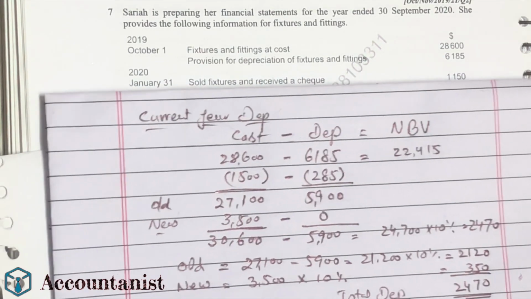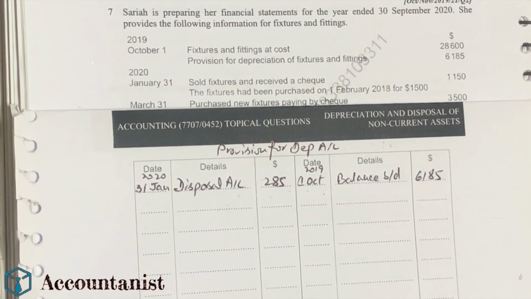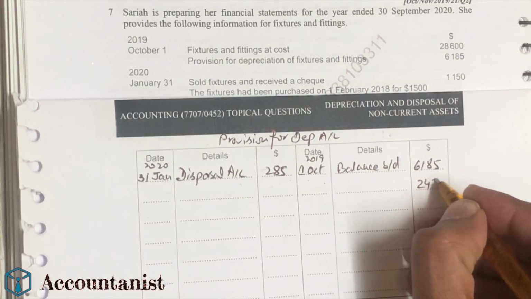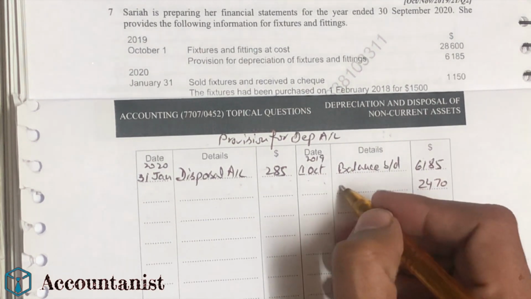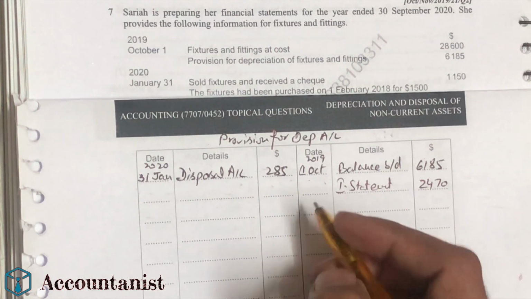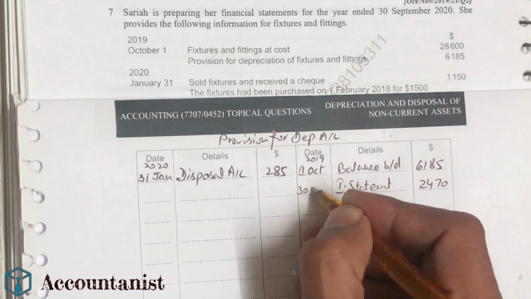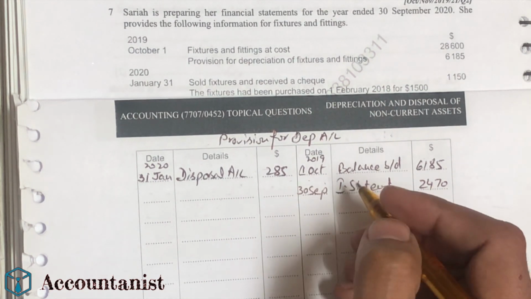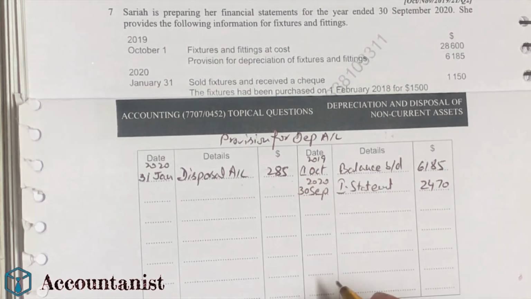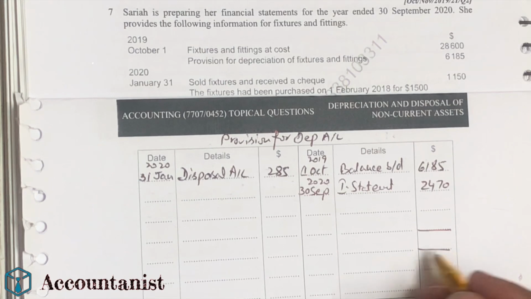So now 2470 is the current year depreciation. So here in this account we will write down 2470 on the credit side, and we will mention this with the income statement because this figure will go to the income statement. So the year end date was 30th of September 2020. We'll write down here, and now we need to close this T account.